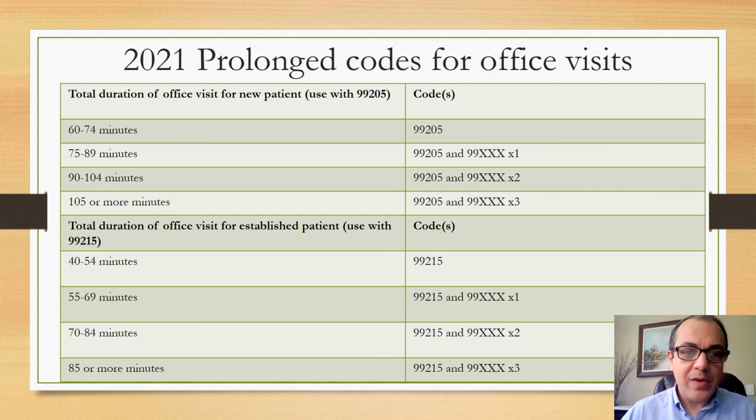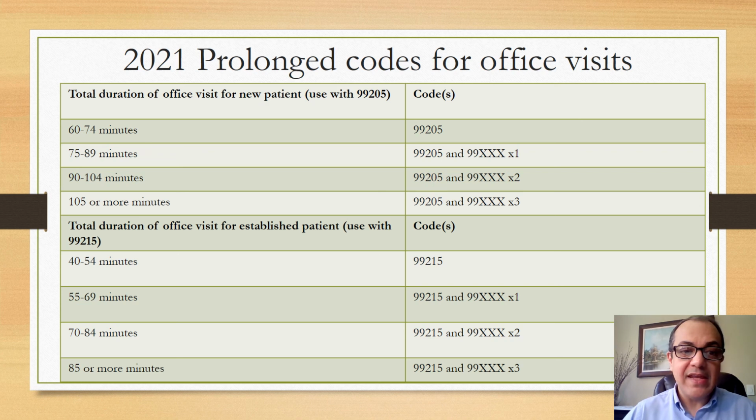As of January 2021, the code will be different because between 60 and 74 minutes spent with a new patient, that is the 99205, which is the level 5 new patient visit.